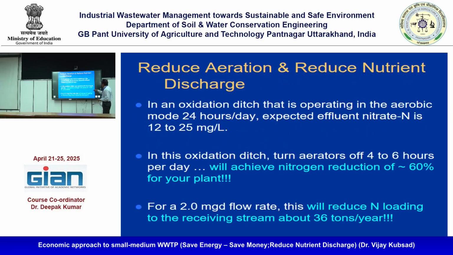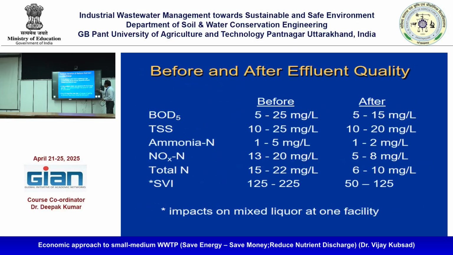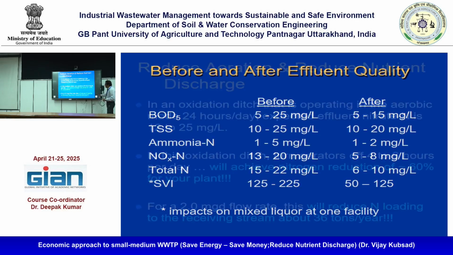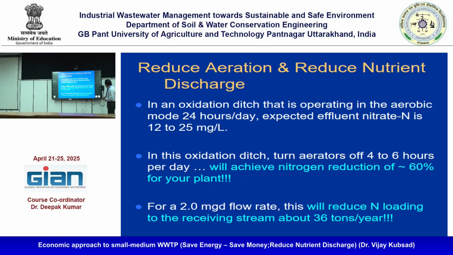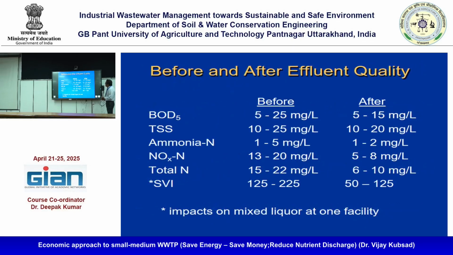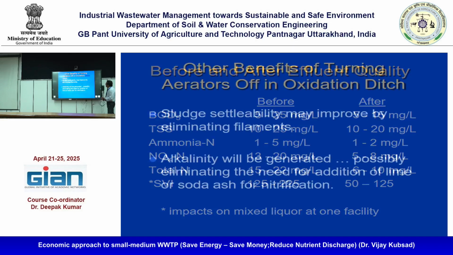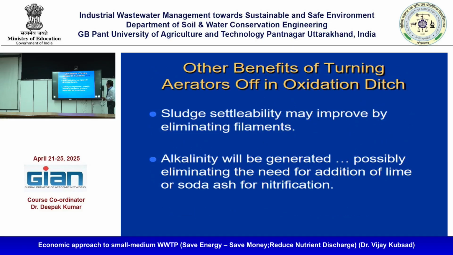Nutrient discharge, reduce aeration, the different oxidation reaches, and the oxygen concentration. We have already talked about that. Before and after, we have one particular example so that you can have an understanding. Other benefits of turning off aeration: again, the sludge settleability may improve, filamentous bacteria are eliminated, and alkalinity will be generated.